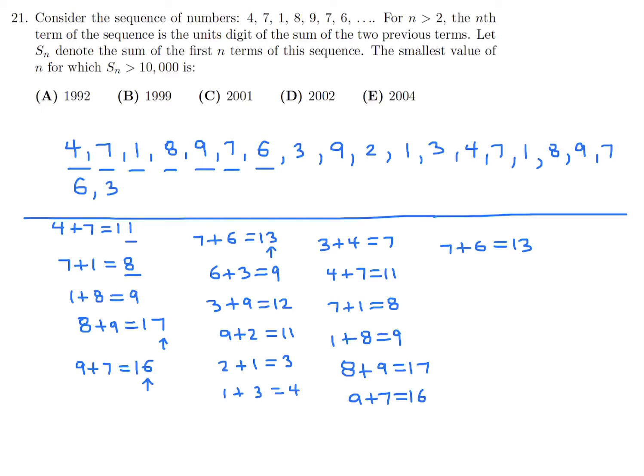Let's see, what else do we got? 6 plus 3 is 9. So that's a 9. I can do this in my head now. 3 plus 9 is 12. So that means that's a 2. 2 plus 9 is 11. So that becomes a 1. 2 plus 1 is 3. 1 plus 3 is 4. 3 plus 4 is 7. 4 plus 7 is 11, so that becomes a 1, and so on. 7 plus 1 is 8, and you get the idea. You can continue to do this.